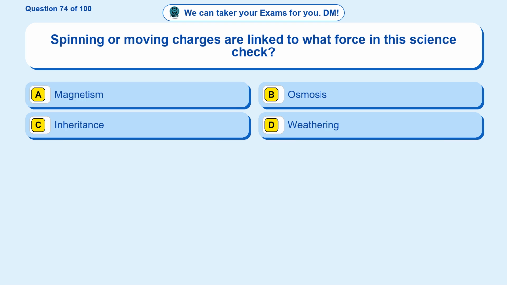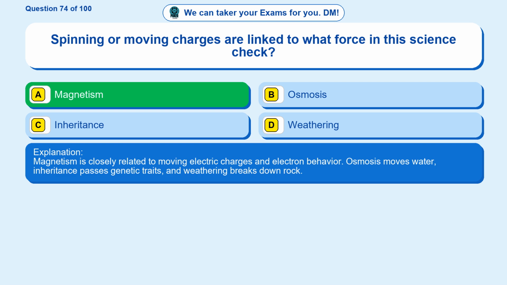Question 74. Spinning or moving charges are linked to what force in the science check? Option A, magnetism. Option B, osmosis. Option C, inheritance. Option D, weathering. The correct answer is option A. Magnetism. Magnetism is closely related to moving electric charges and electron behavior. Osmosis moves water, inheritance passes genetic traits, and weathering breaks down rock.